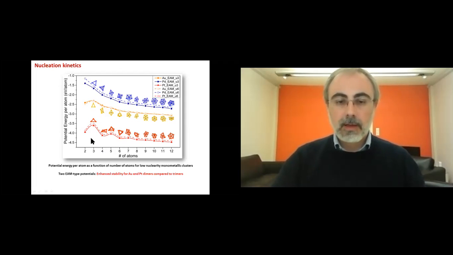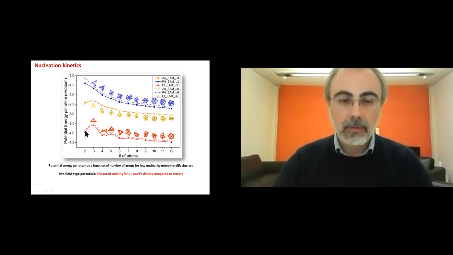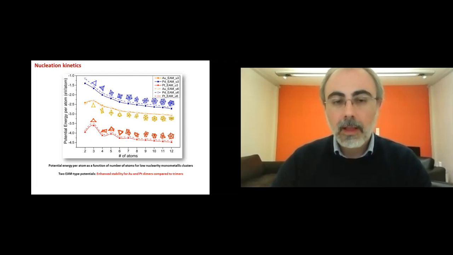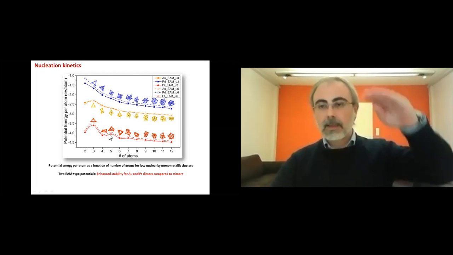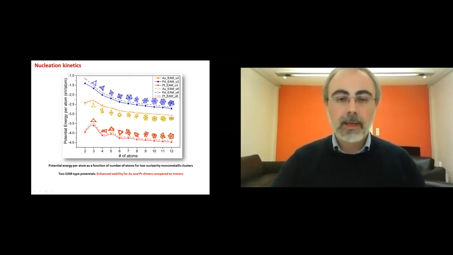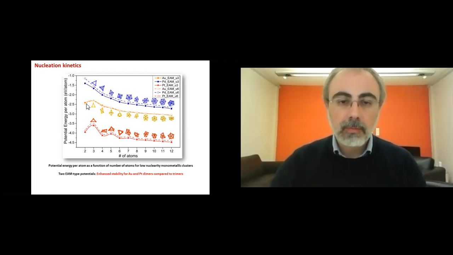So for platinum, you can see here that the stability, which means low potential energy per atom, is quite high when you have a dimer, but the stability is decreased when you go to trimer. And then if you add another atom and go to tetramer, then this is also decreased again, and there is this oscillation between stable and unstable structures. The same thing happens for gold, but it's less pronounced.